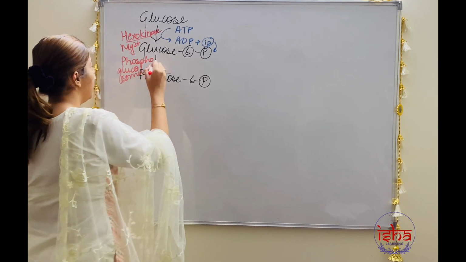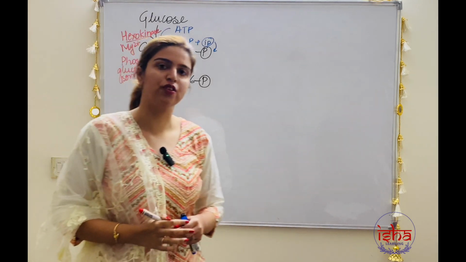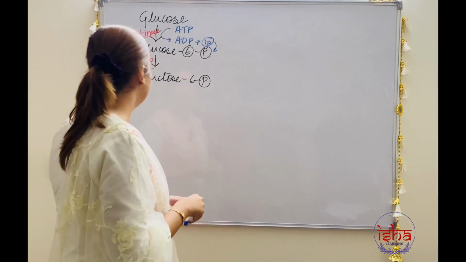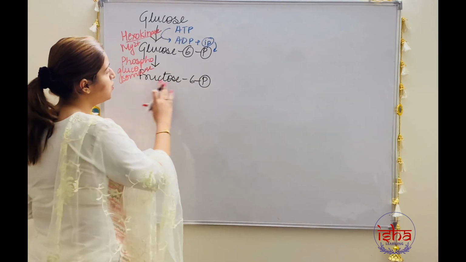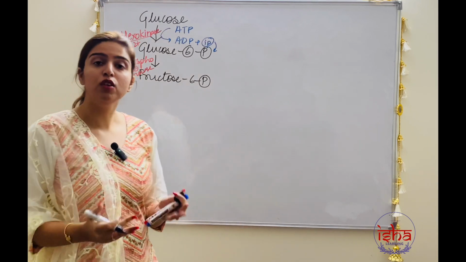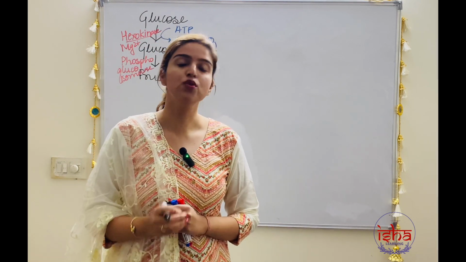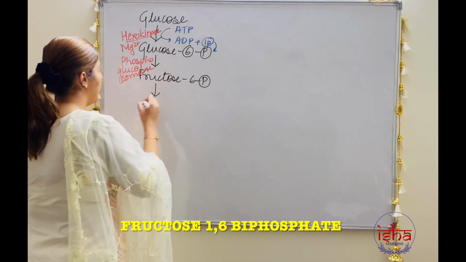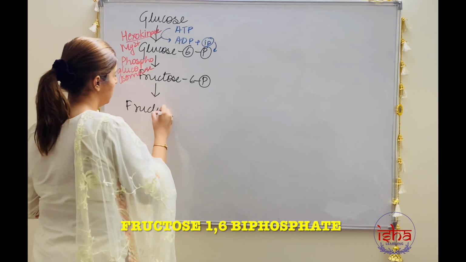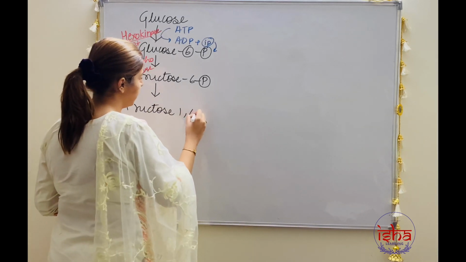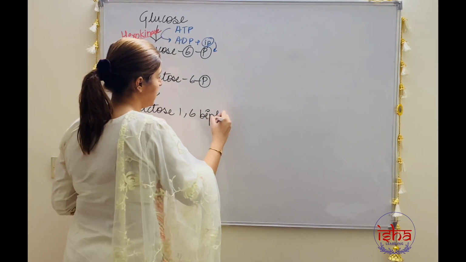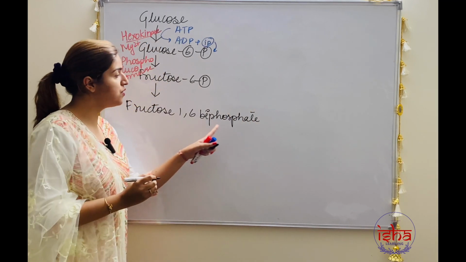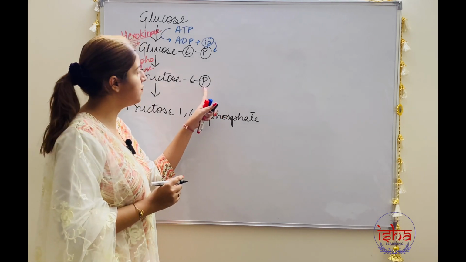Phosphoglucoisomerase, as it is an isomerization reaction. Now, the next step, as in the third reaction, would be the conversion of this fructose 6-phosphate to another molecule known as fructose 1,6-biphosphate. So now I get fructose 1,6-biphosphate. We again see that a phosphate group, initially I had one phosphate group.